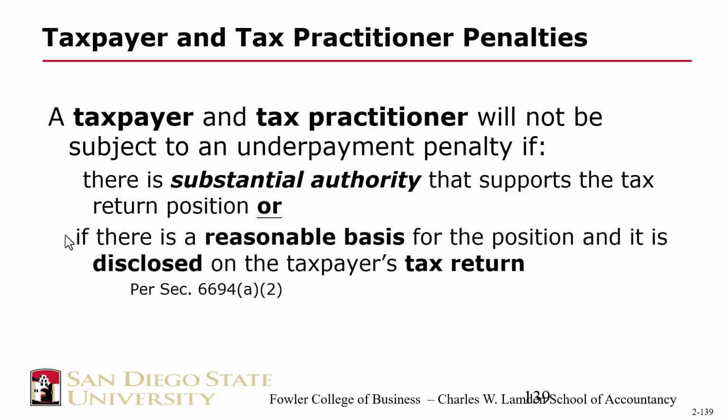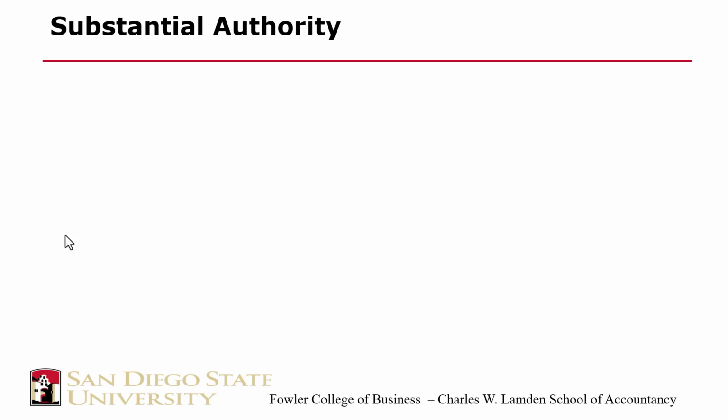So you can avoid an underpayment penalty if there is substantial authority that supports the tax return position. Obviously the underpayment stems from the fact that the position taken on the return was wrong. So we're dealing with a tax preparer who signed a return that has an erroneous tax position on it. But if there is substantial authority to support the tax position, in spite of the fact that it's wrong or found to be wrong, or there's a reasonable basis for the position and it's disclosed, the tax practitioner, the tax preparer can avoid penalties. So substantial authority, therefore, is a big deal because if you have it, you can avoid the penalties.